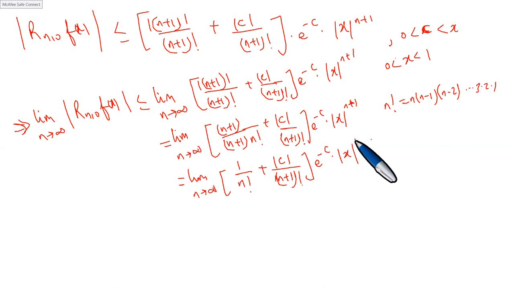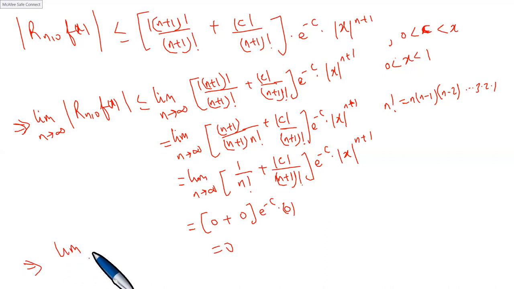x to the n plus 1. As n approaches infinity, this one is going to be 0. But also, this is going to become 0. And this thing, because x lies between 0 and 1, is a fraction, is also going to be 0. The result is 0. Effectively, what we're saying is that the limit as n approaches infinity of R_n(0) is less than or equal to 0.